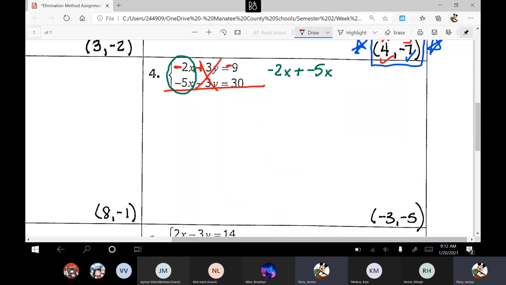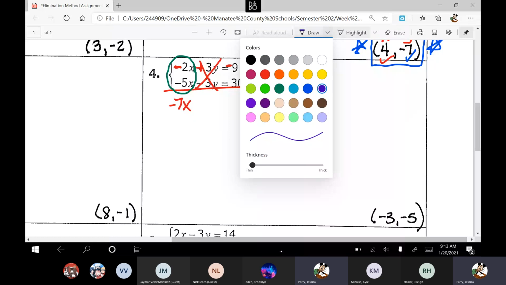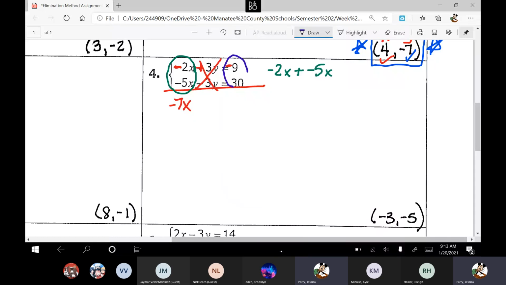Awesome, good job. Negative 2x plus negative 5x is negative 7x. Perfect. And then let's go on to our next one here. We have negative 9 plus 30. What is negative 9 plus 30? Go ahead and write that in the chat for me, please.